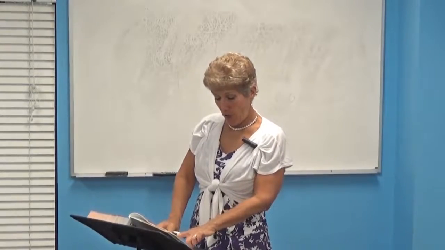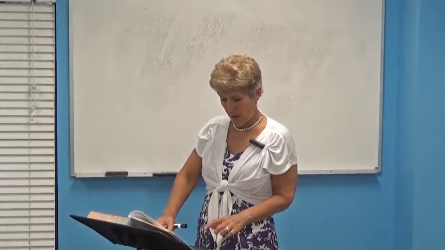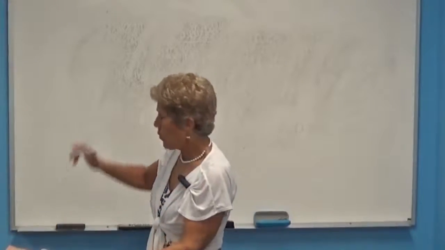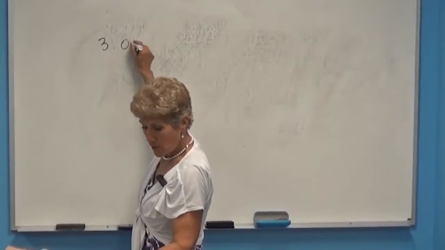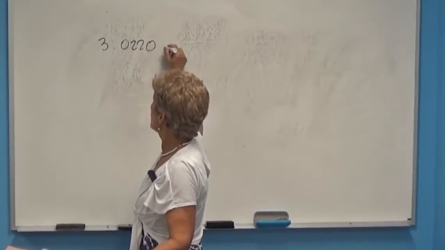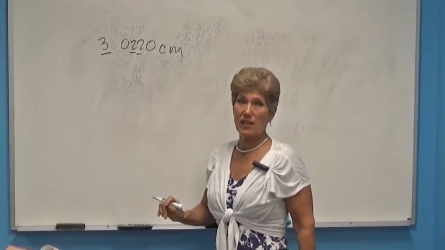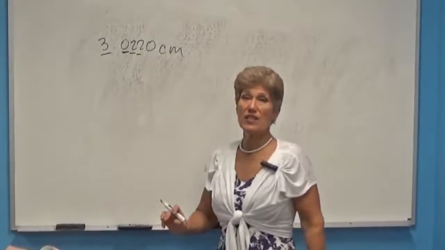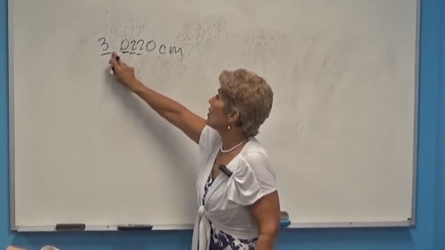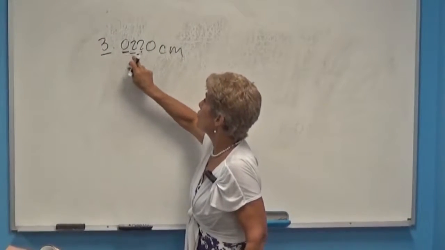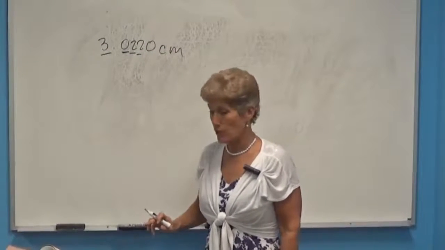Okay. On your own, 112. It says how many significant figures are in the following measurements. The first one is 3.0220 centimeters. Now look, you know that's significant. You know those are significant. This zero is between two significant figures. This zero is to the right of the decimal at the end of the number. Therefore, this actually has 1, 2, 3, 4, 5 significant figures.